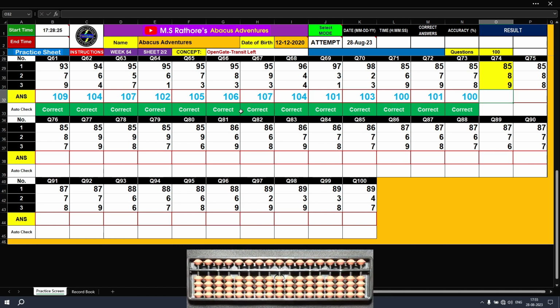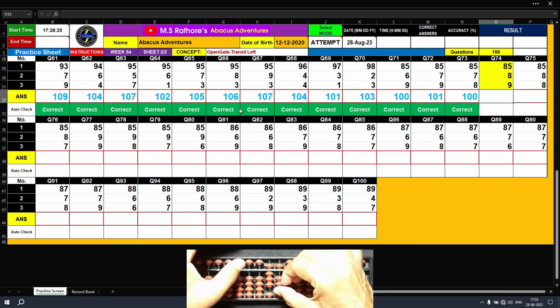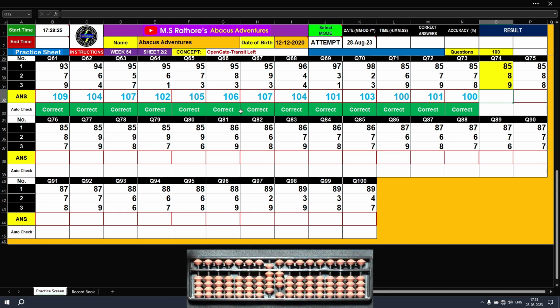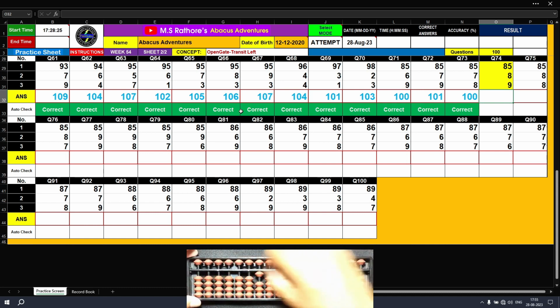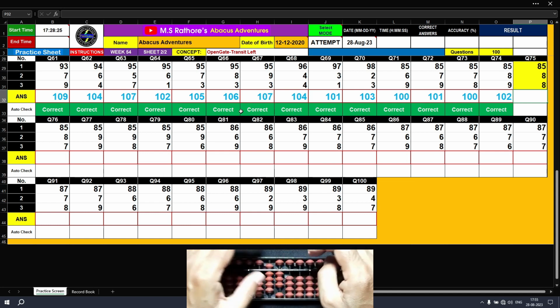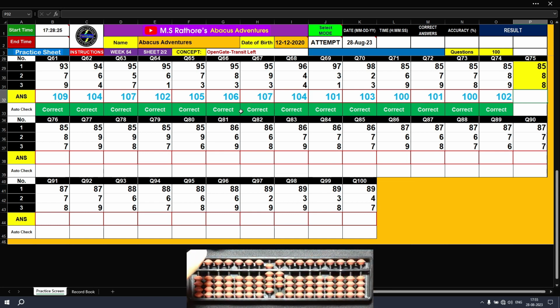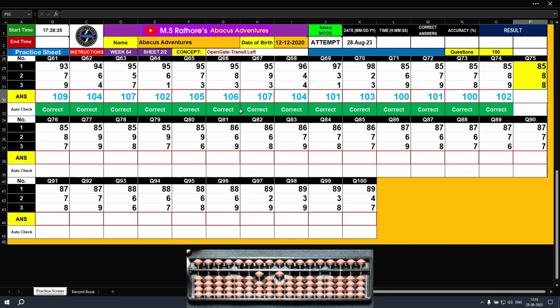Question number 74. Plus 80 plus 5, it's 85, plus 8 equals plus 3 minus 5 plus 10, it's 93, plus 9 equals minus 1, open the gate, plus 10, the answer is 102. Question number 75. Plus 80 plus 5, it's 85, plus 8 equals plus 3 minus 5 plus 10, it's 93, plus 8 equals minus 2, open the gate, plus 10, it's 101.